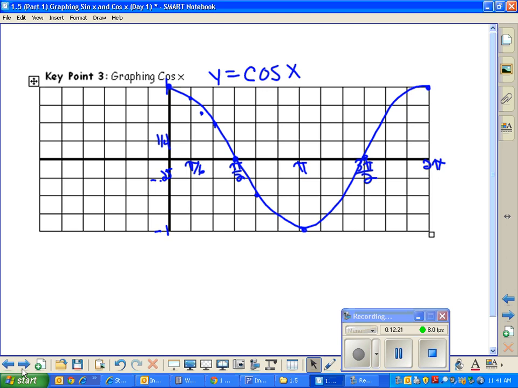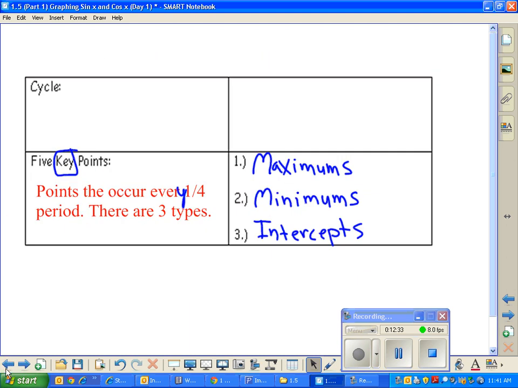All right, well done. So now that we have these mental images of what these pictures look like, we need to pick out key traits, key points, if you will. We did a vocabulary term yesterday, correct me if I'm wrong. Lots of typos because I typed it really quickly. But we talked about the 5 key points, yes? Okay. The definition for 5 key points: the points that occur every quarter period.